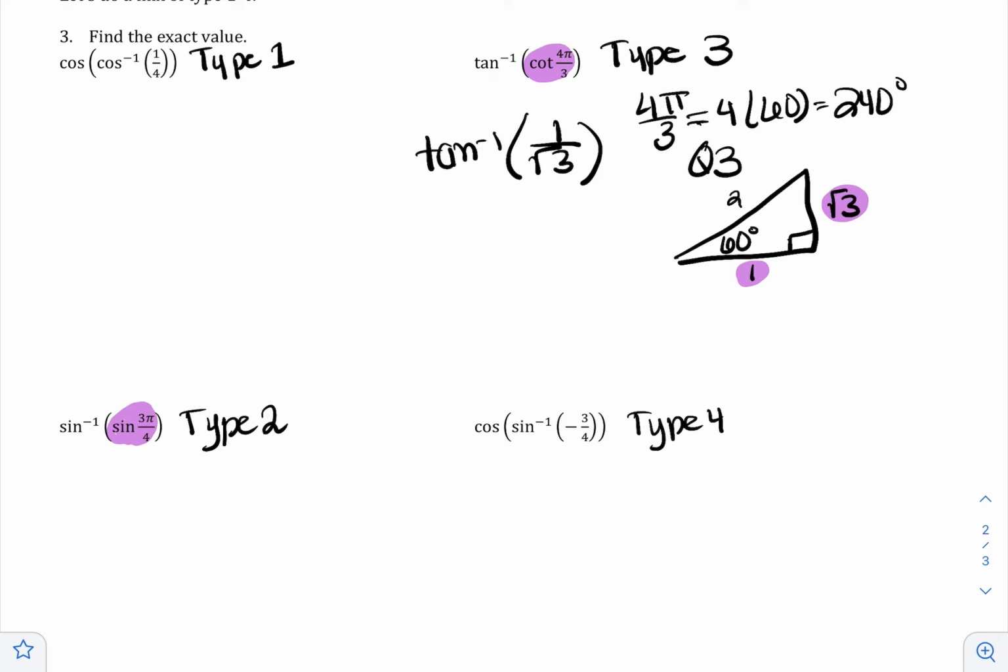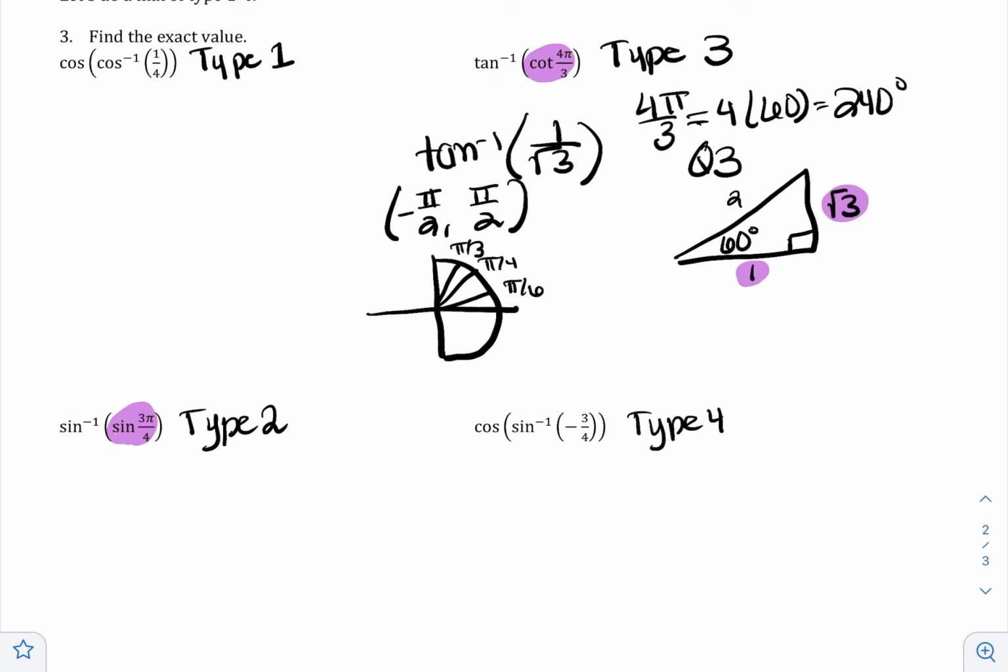Now I'm evaluating a tangent inverse, so I need to think about my restrictions. So I'm here. It's a positive ratio, so I know I'm going to be in quadrant 1. So pi over 6, pi over 4, pi over 3. And the angle that's going to give me that tangent, 1 over square root of 3, which means the cosine is going to get the square root of 3, is pi over 6. So my final answer is pi over 6.